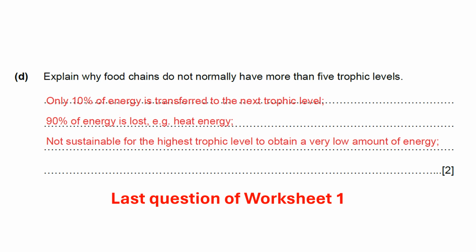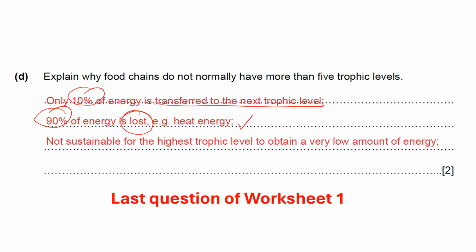And finally, this is the one that I have explained to you in theory. Why do food chains not have too many trophic levels? Okay, it is an energy question, and for energy questions, I always advise that you must write 10% of energy is successfully transferred, 90% is lost. Okay, and give one example.